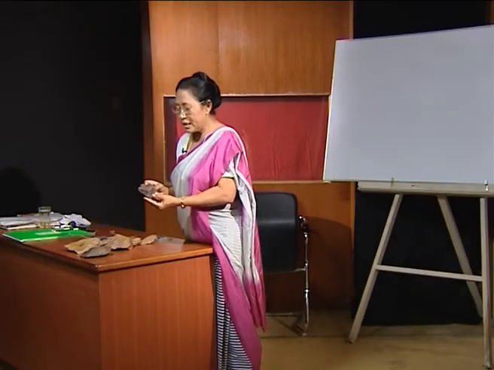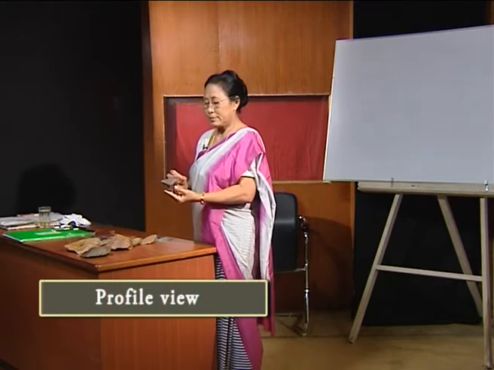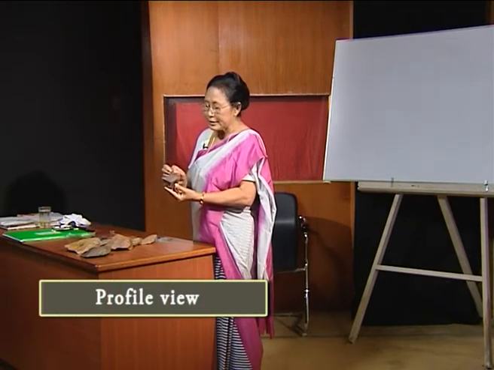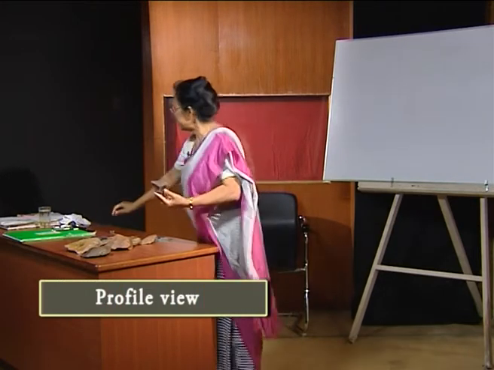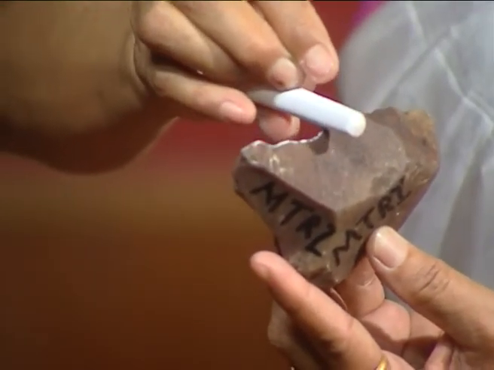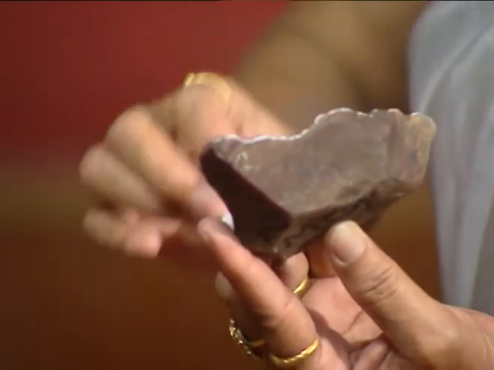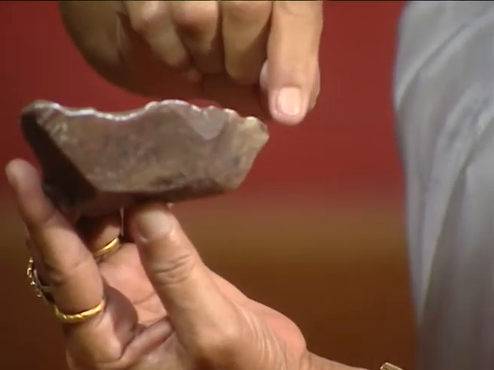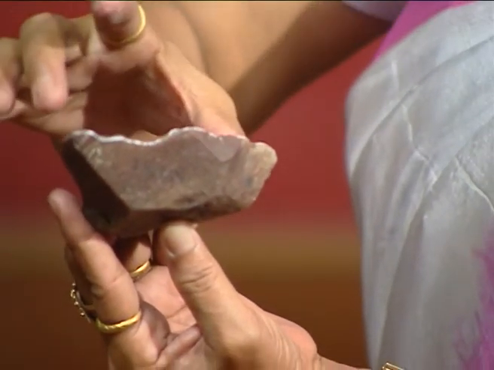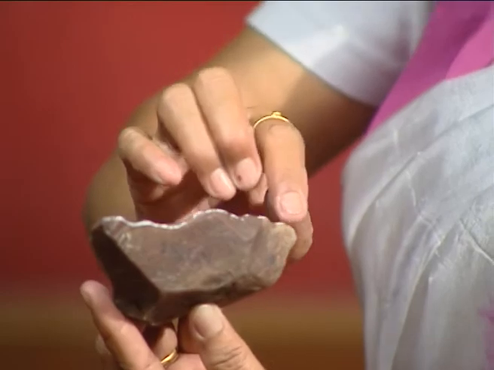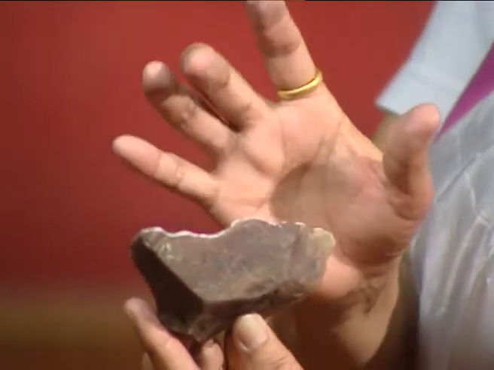Now let us see this profile view. The profile line is continuous. Let us see, the profile line is like this. It is continuous throughout the whole length of the given specimen, and it is somewhat straight and thin.